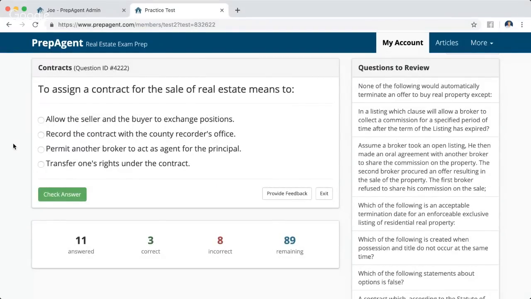To assign a contract for the sale of real estate means to: A, allow the seller and buyer to exchange positions. B, record the contract with the county recorder's office. C, permit another broker to act as an agent for the principal. Or D, transfer one's rights under the contract.